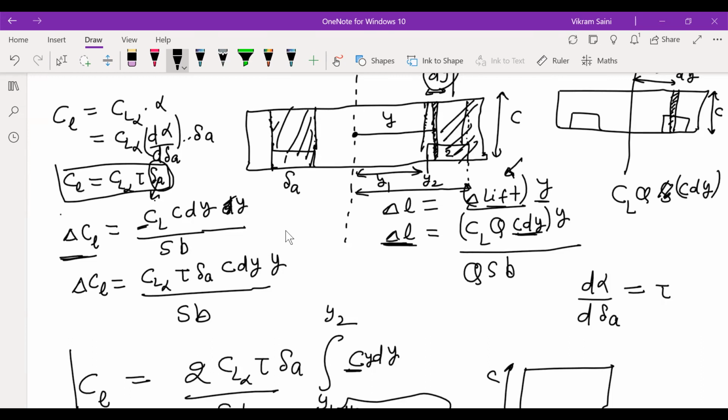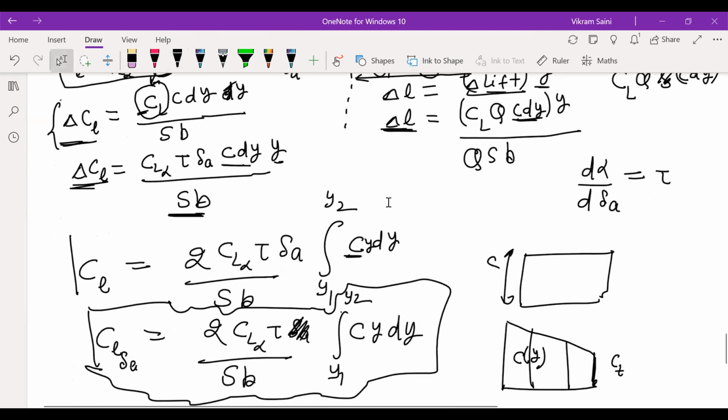What I did is replace the CL in this expression with CL alpha tau delta A. C dy is already there, y is already there, and we divided by S b because of the normalization. We convert it into coefficient form. Now, this is the rolling moment because of that strip. We have to find the answer for the whole aileron. So let's say the aileron starts from the y1 location and ends at the y2 location. So we integrate this entire delta C l from y1 to y2. That's what I did here.